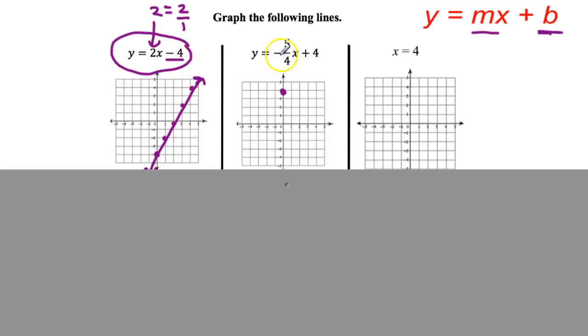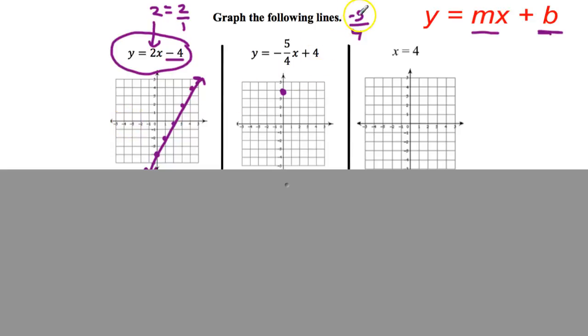Now this slope is negative. It says negative 5 over 4. What I like to do is just put the negative on the top number of the fraction, on the numerator. Negative 5 over 4. You can do that. You can also put it on the bottom, but I like to keep it that way.